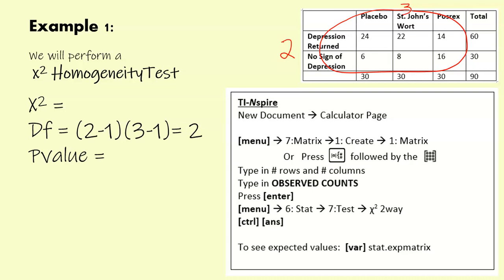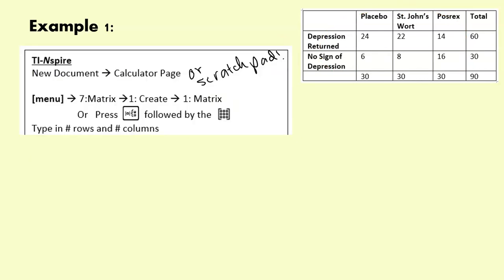Now to do this in your TI Inspire, I have the instructions written right here, and I'm going to go through those steps one at a time. So if you've got your TI Inspire, you're going to want to maybe pause the video and do each step with me. All right, so first off, I'm going to go to a new document and create a calculator page, or you can use the Scratchpad. It doesn't matter as long as you're in a calculator page. So calculator page in a document or a Scratchpad. And then what we're going to do is while you're in that calculator page or Scratchpad, you're going to have to create a matrix to enter in your observed counts.